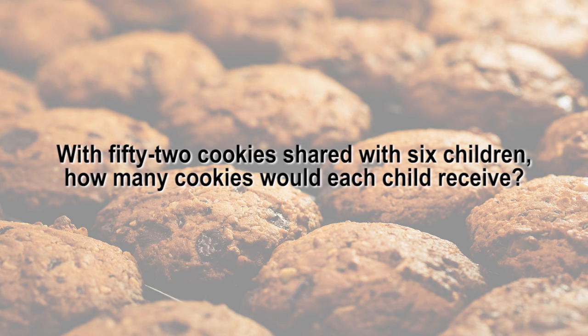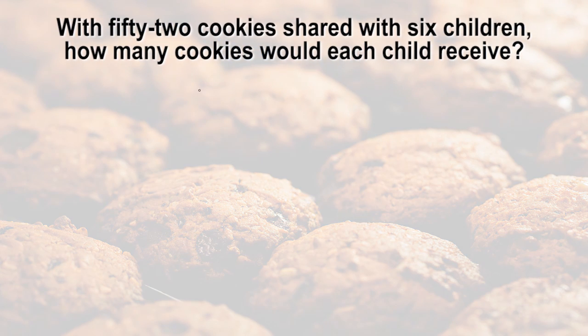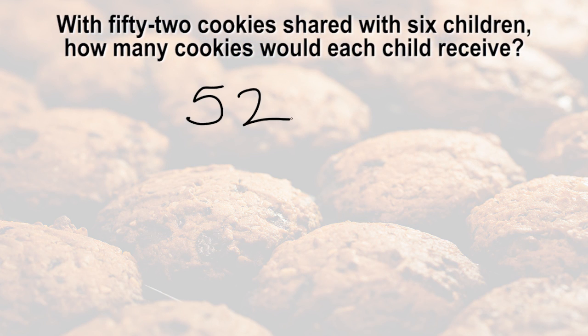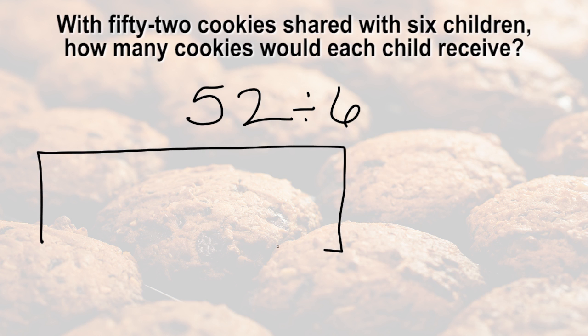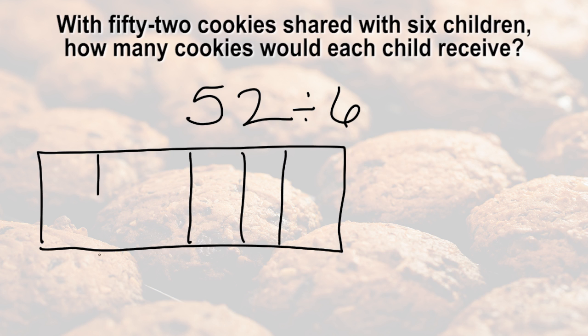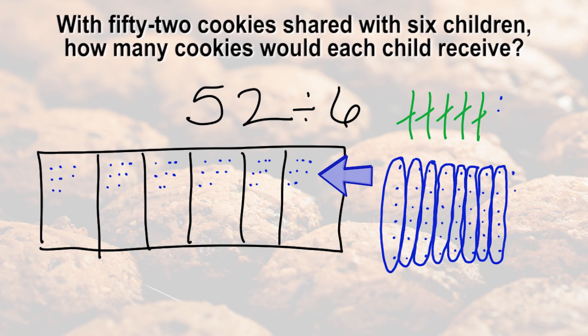Let's begin with 52 cookies shared with 6 children. How many cookies would each child receive? The division equation is 52 divided by 6, and an array is drawn with 6 areas. 52 is represented with base 10 blocks and divided equally into the array. Once divided, we can find the sum of one of the squares. There are 8 ones in each box, which equals 8 cookies for each child, with 4 cookies left over.